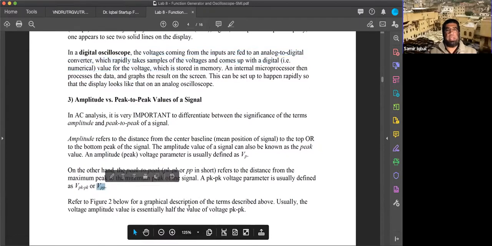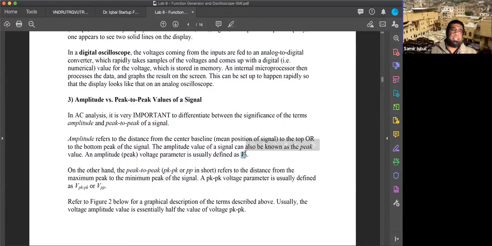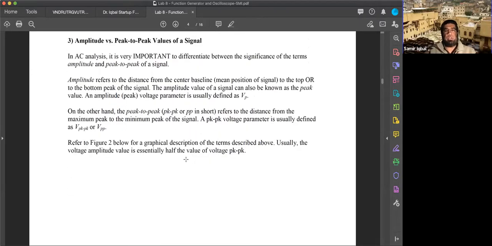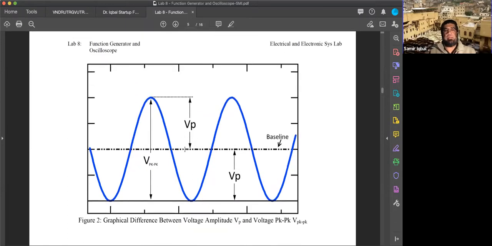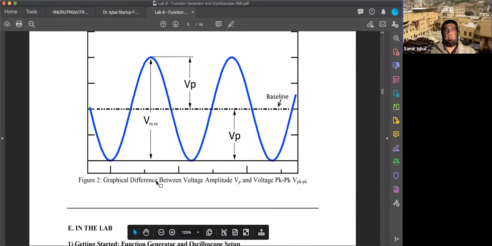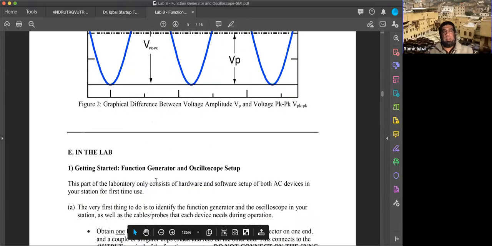VPP would be voltage peak to peak, right? But if it just says voltage or VP, that's normally the amplitude, which is with respect to the baseline, the center line or average line. So here it shows the difference. When you say VP, we are just taking it from this middle line, but when we are talking peak to peak, we are going from the maxima to minima to see the difference.